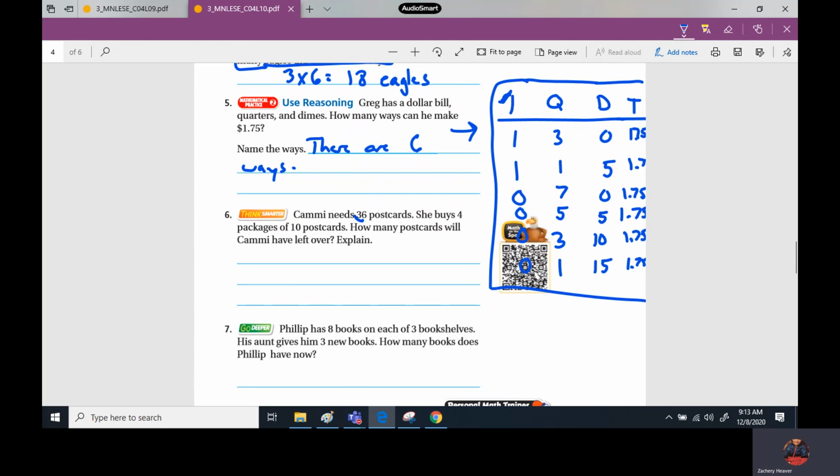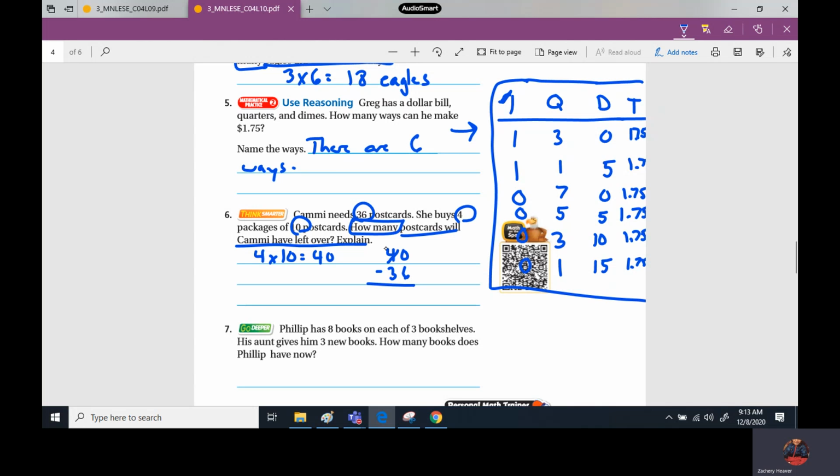Cami needs 36 postcards. She buys 4 packages of 10 postcards. How many postcards does Cami have left over? So, how many postcards will Cami have left over? Explain. She needs 36. She bought 4 with 10 in each. So 10 times 4 we know is 40. She only needs 36. So we're going to take 40 minus 36.